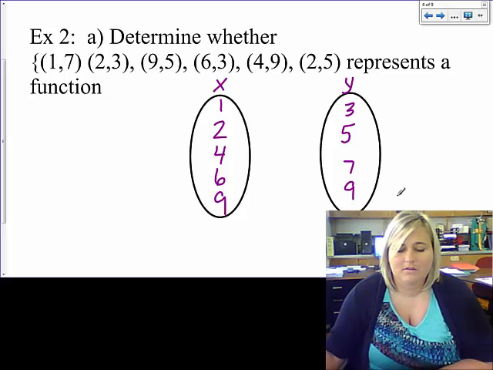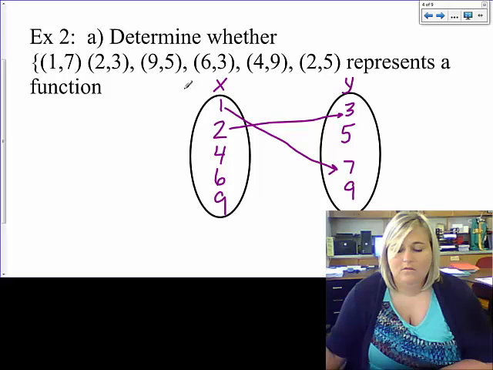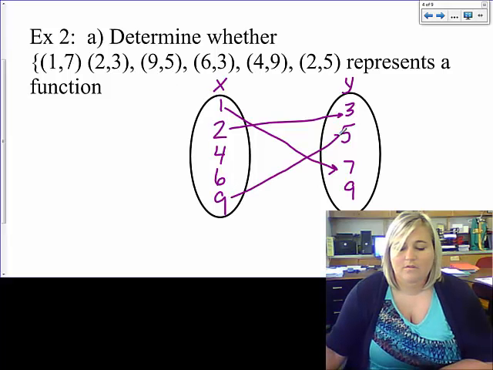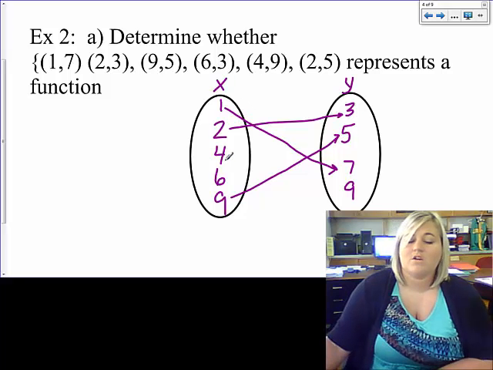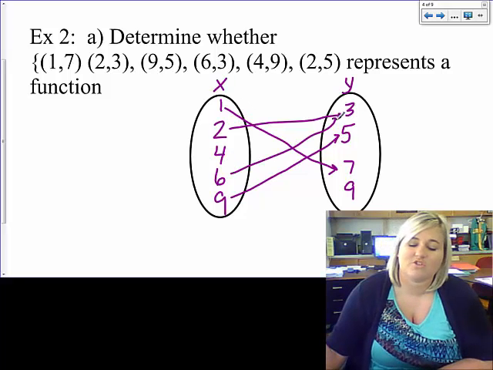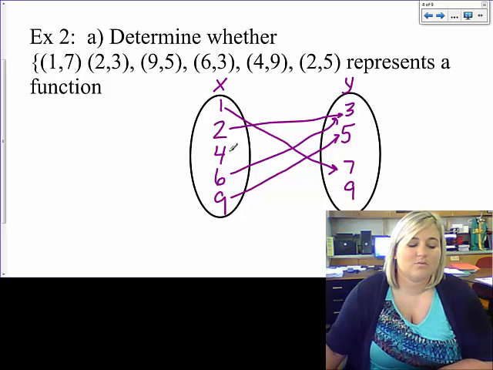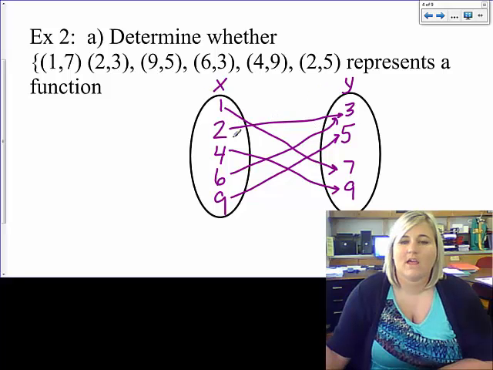So what I'm going to do is use these ordered pairs to help me make my lines. So 1, the very first one says it goes to 7, so I'm going to go from 1 to 7. 2 goes to 3. 9 goes to 5. 6 goes to 3. 4 goes to 9. And 2 goes to 5.